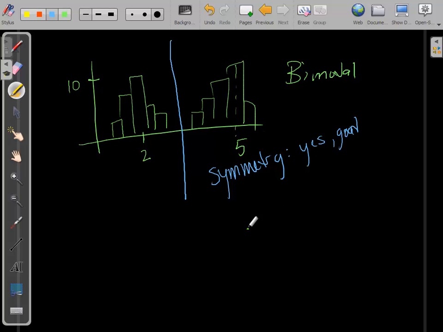And again, we're going to be measuring symmetry by whether or not the mean equals the median. Because there's even distribution within each grouping, it's probably got this nice symmetry.